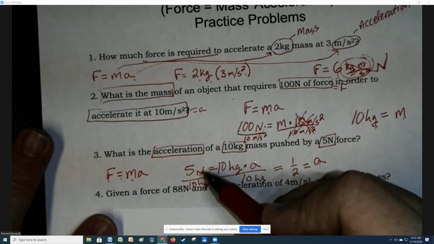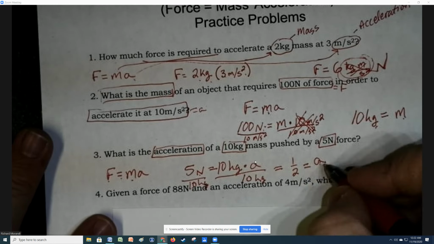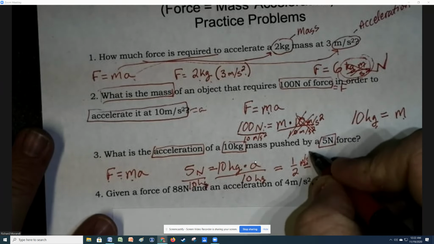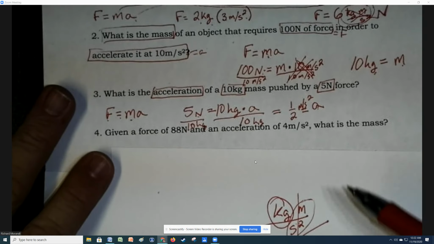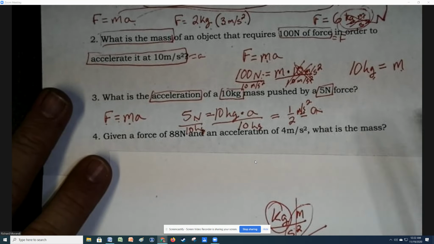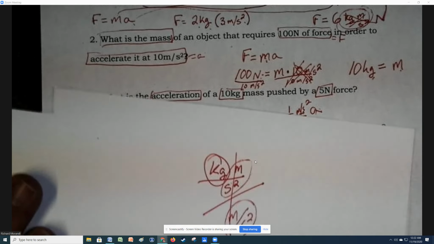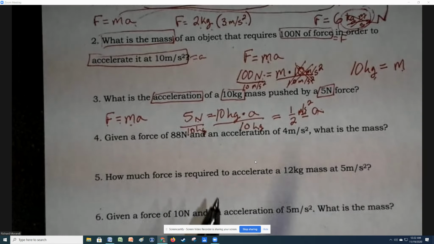And now again, the units, the newtons divided by kilograms, are just going to end up meters per second squared. I can go through all this again to show you why, or I just know that acceleration is meters per second squared. So that's the first 3 problems. Now, I intend to go over these more in class tomorrow, but I just want to make sure you understand how to do the problems.